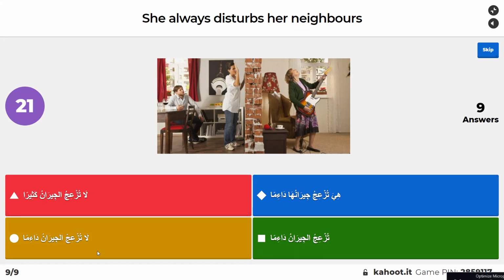20 seconds to go. One time I'll repeat the question. Blue. Here tuz iju jiranuha daiman. Red. La tuz iju al jiranu kathiran. Green. Tuz iju al jiranu daiman. Orange. La tuz ij al jiranu daiman. 5 seconds to go, guys. Time is running out. You need to mark the answer. 1 second to go.